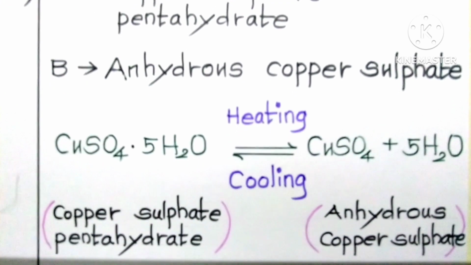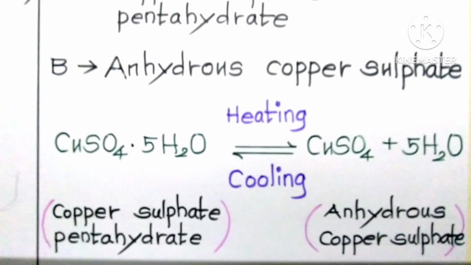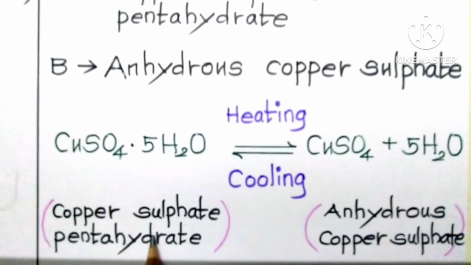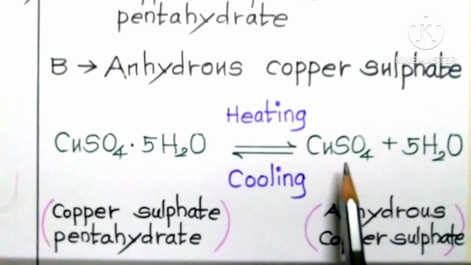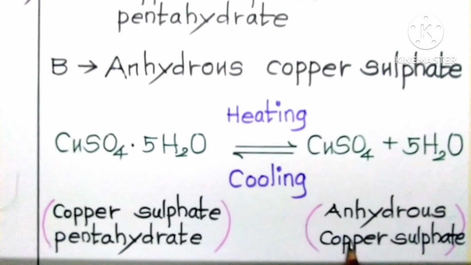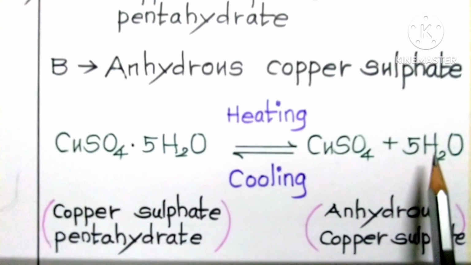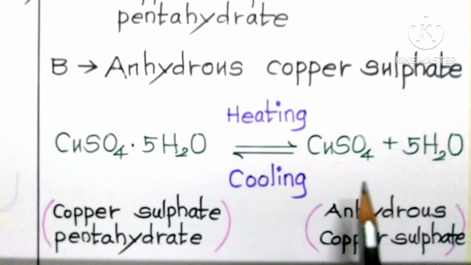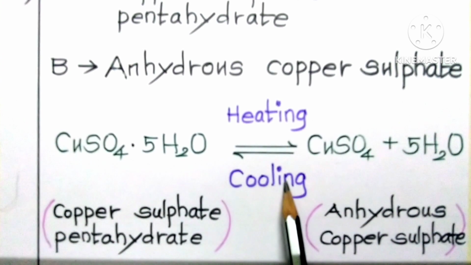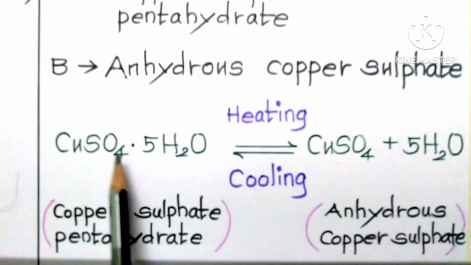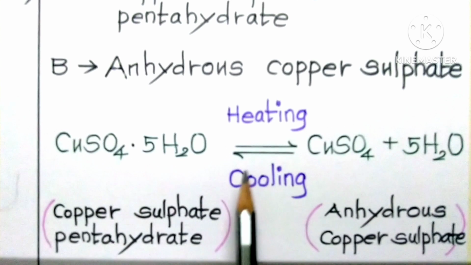So it is written clearly below. The name of this compound is copper sulfate pentahydrate, and the name of this compound is anhydrous copper sulfate, in other words, copper sulfate without water, because these 5 molecules of water get separated. Now what happens on cooling this anhydrous copper sulfate? It becomes copper sulfate pentahydrate. So this is the equation form.